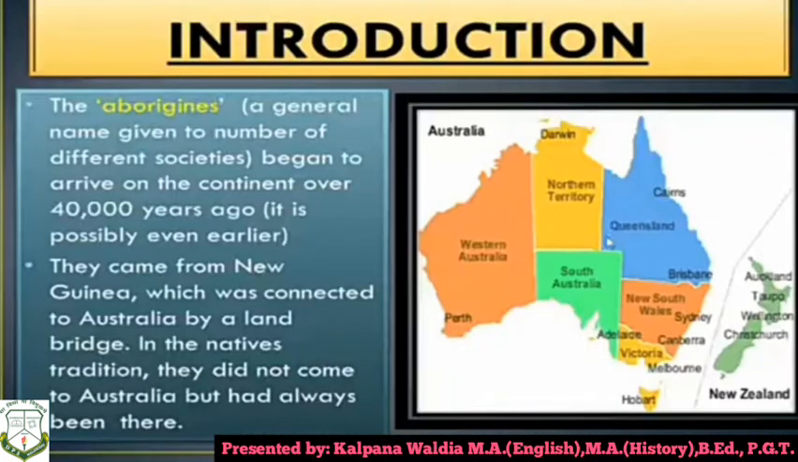The native Australians were also called Aborigines, a general name given to a number of different societies that began to arrive on the continent over 40,000 years ago, or it may be even earlier. They came from New Guinea, which was connected to Australia by a land bridge. In the native tradition, they did not come to Australia but had always been there.